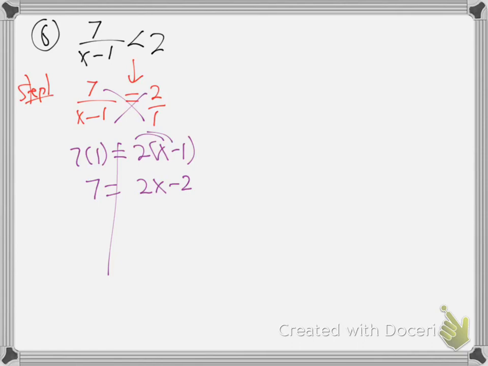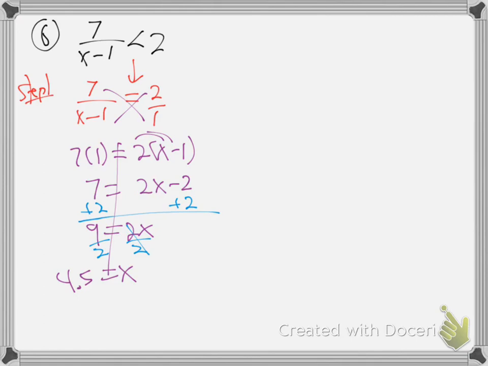How do we get x alone? So we add the 2 to both sides. So 2x is 9. Last step, divide by 2. X equals, I just get a decimal. I think it's easier, 4.5. Okay, so that's step 1.